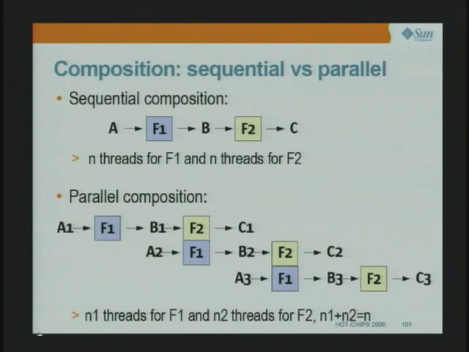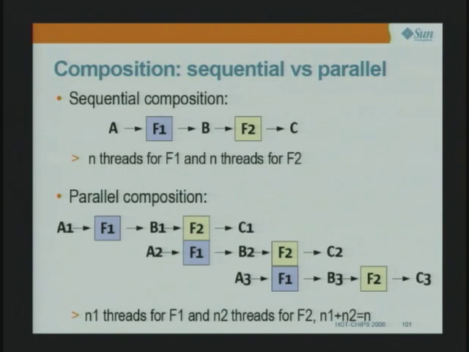The first one is sequential composition. The idea basically is that you just make sure one executes after the other. For example, we have two functions, F1 and F2, each one multi-threaded. A, B, C are the input data and output data. So just make sure one happens after the other and takes the input from the other. If you want to create n threads, then you use n threads for F1 and n threads for F2. So this is the simplest form of composition.